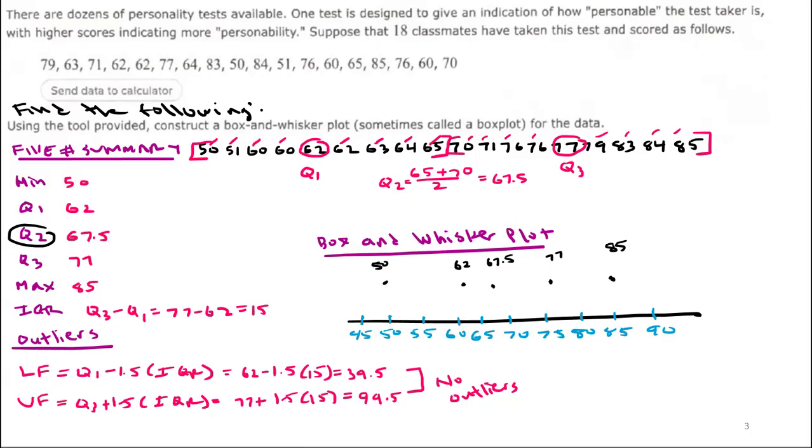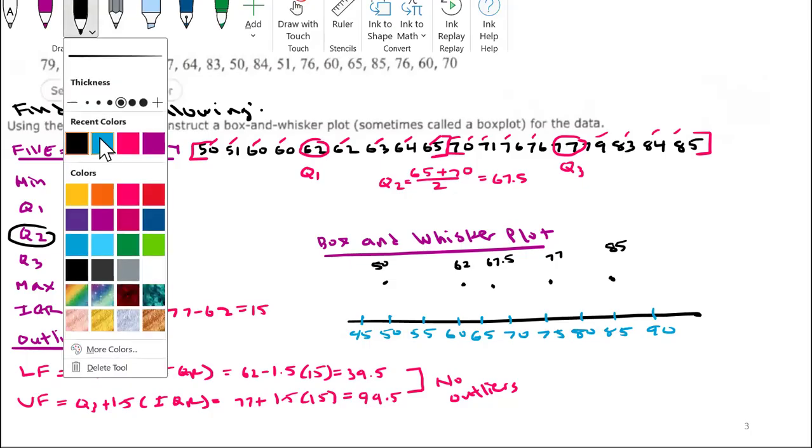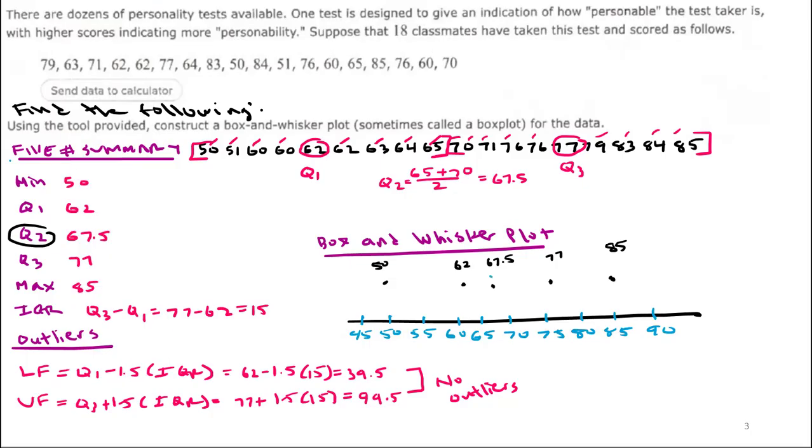All right. So then I'm going to draw my box. I draw one line here, one line here, and another line here. And then I just connect those lines. And then I draw my whiskers. And there's your box and whisker plot.